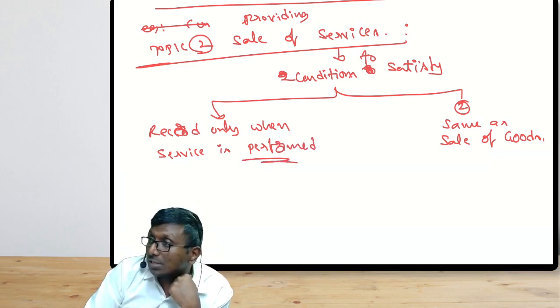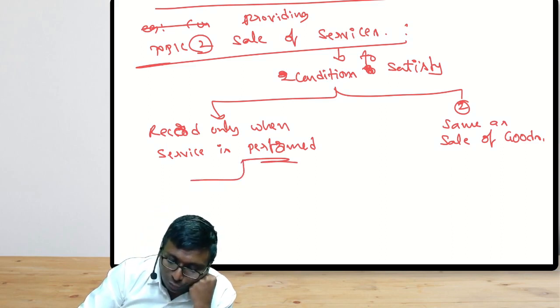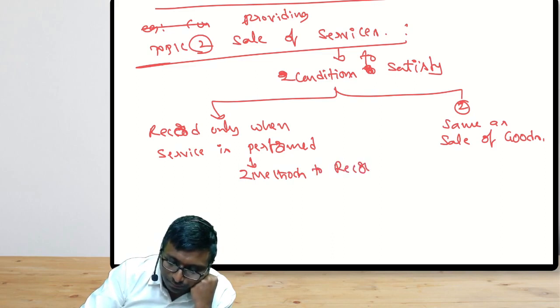Record only when the service is done. Correct na? Service हो गया तो करो. But actually, for service, there are two methods. Two methods to record the revenue.